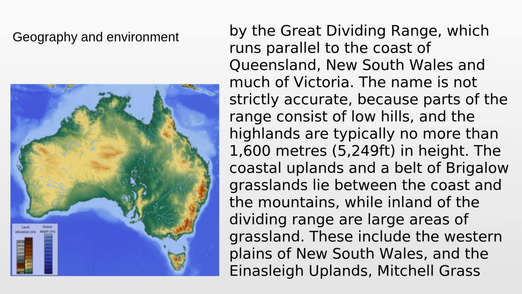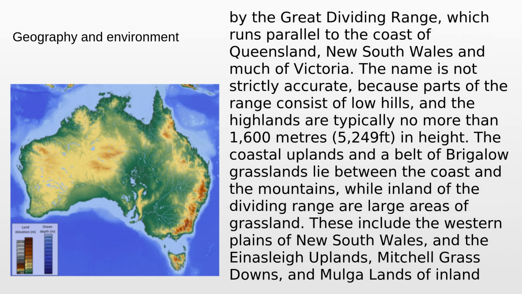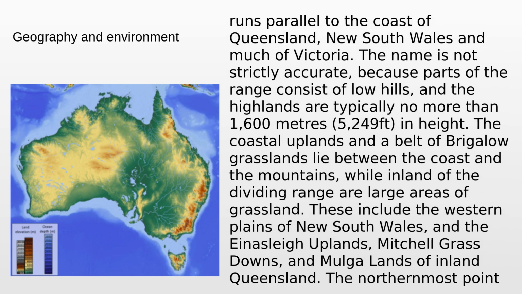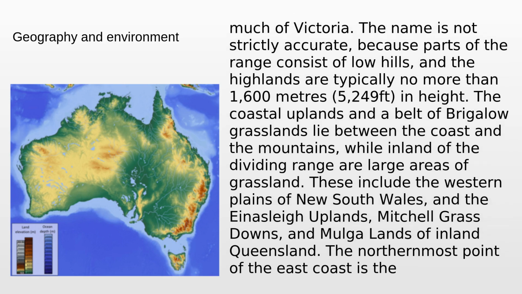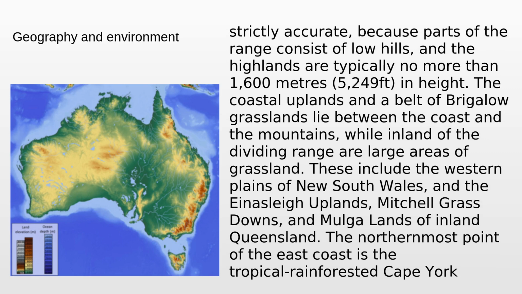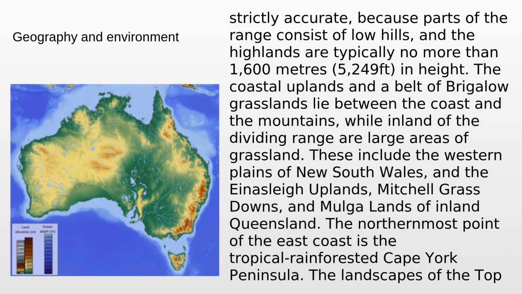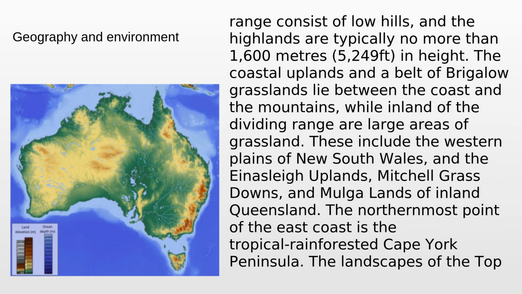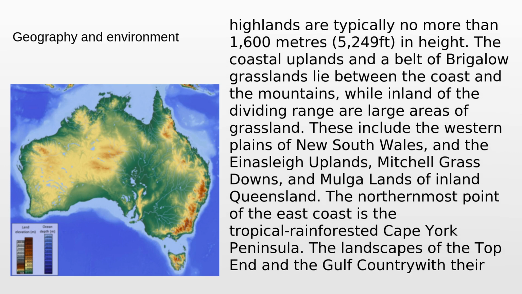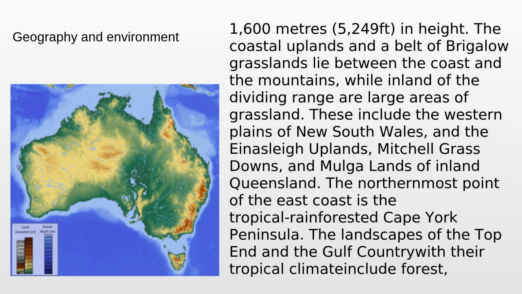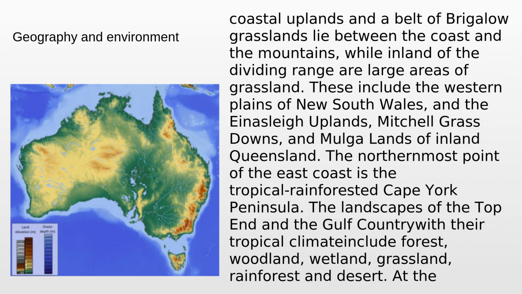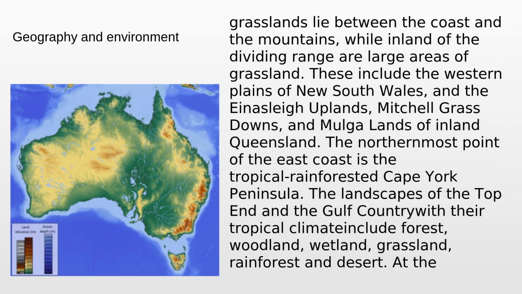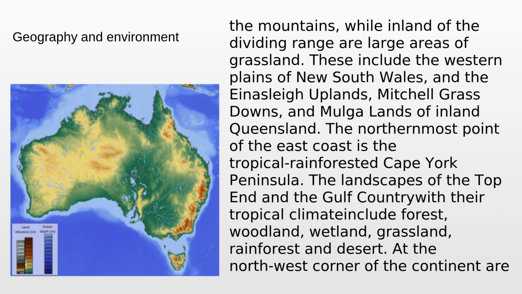Australia is the driest inhabited continent. Its annual rainfall average over continental area is less than 500 mm. The population density is 3.2 inhabitants per square kilometre. Although a large proportion of the population lives along the temperate southeastern coastline, eastern Australia is marked by the Great Dividing Range, which runs parallel to the coast of Queensland, New South Wales and much of Victoria.